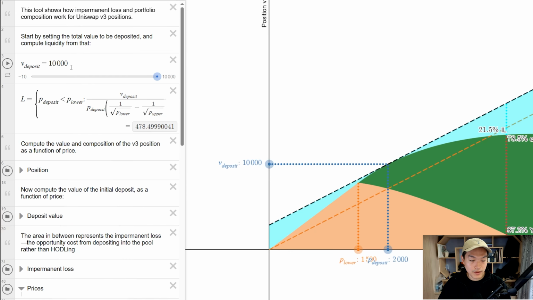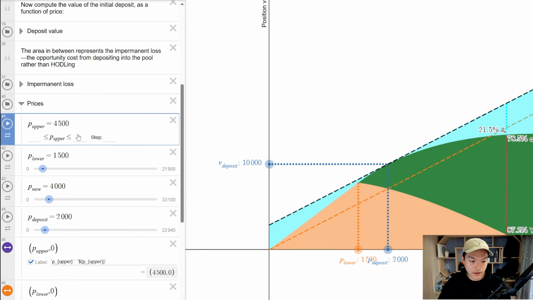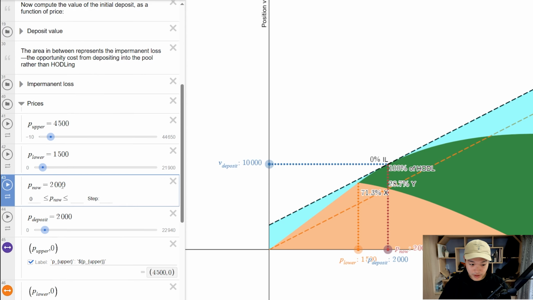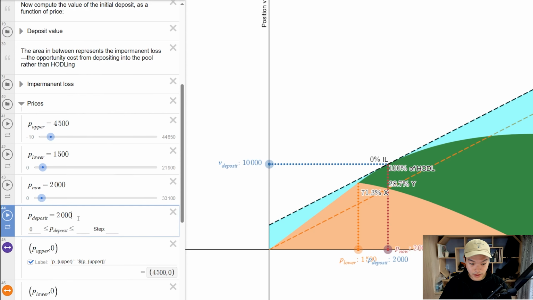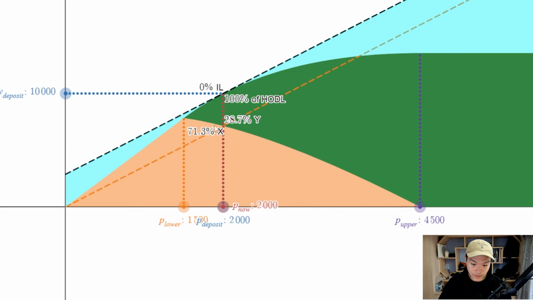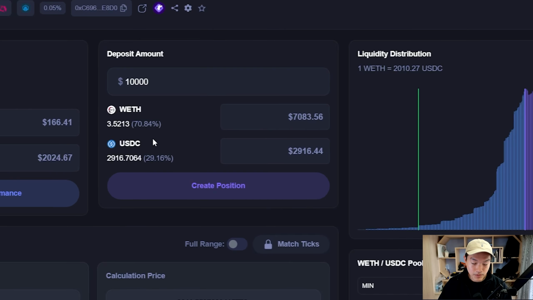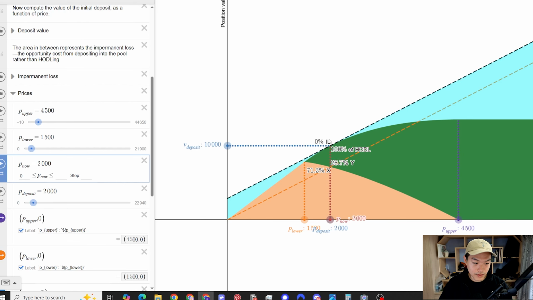The value of deposit is $10,000. We're going to go over to prices. Price upper, what I had, right, 4,500. Price lower, 1,500. Price now is roughly 2,000. Price deposit, assuming you deposit right there, 2,000. And you can see the main purpose of this calculator is to look at the impermanent loss. In this case, I have like 71% worth of ETH and 28-29% worth of USDC. If we look at Metrics Finance, that's roughly what we had, 71% versus 29% USDC. So at this current price, there's zero impermanent loss.